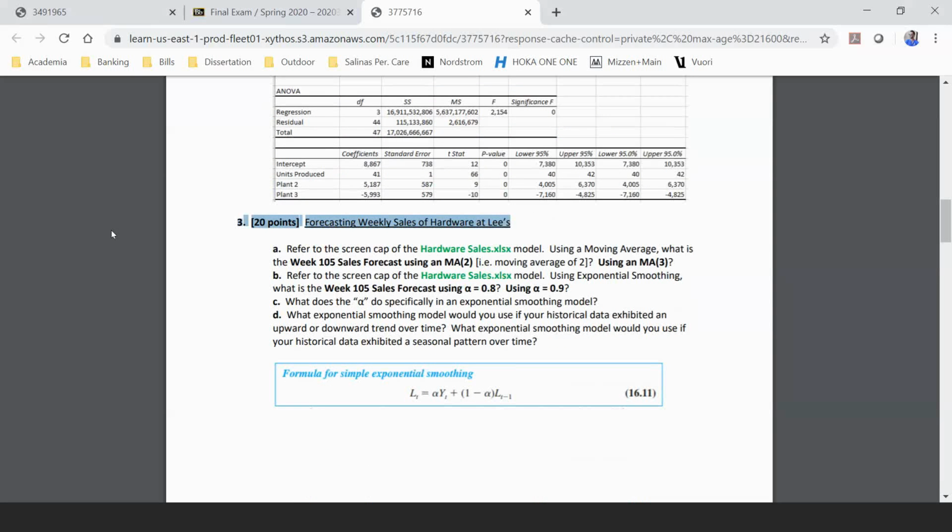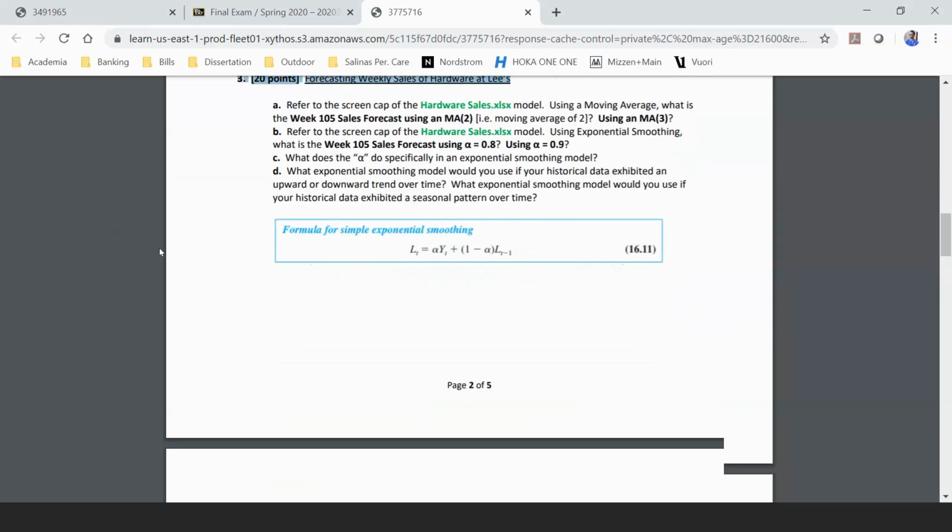Okay, number 3 will be on the hardware sales, where you did the exponential smoothing and moving average. So this will be similar to what you did for that forecasting assignment. All right, so you should be familiar with these concepts. And then the last 2, 4 and 5.